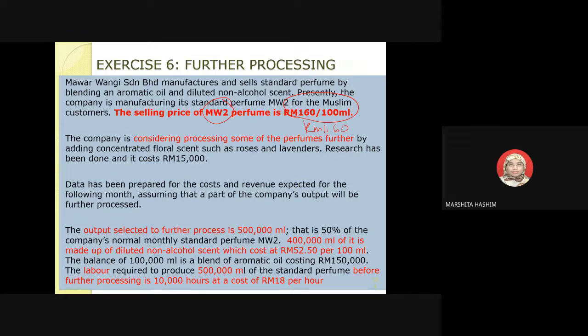Okay, the company is considering processing some of the perfume further by adding concentrate floral scents such as rose and lavenders. Research has been done and it costs 15,000. You conduct research, it costs you 15,000. Whether you further process your product or not later, you cannot alter this amount. Okay, this amount you cannot alter. Therefore, research cost is actually irrelevant.